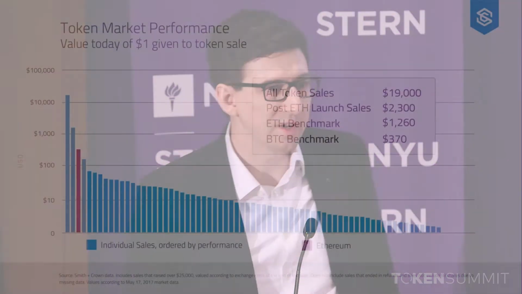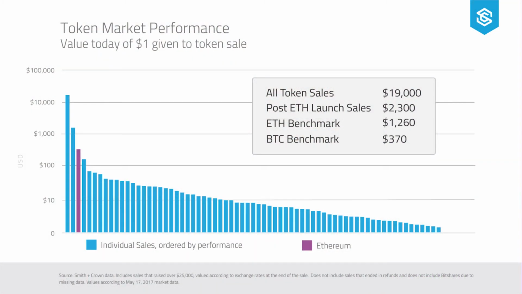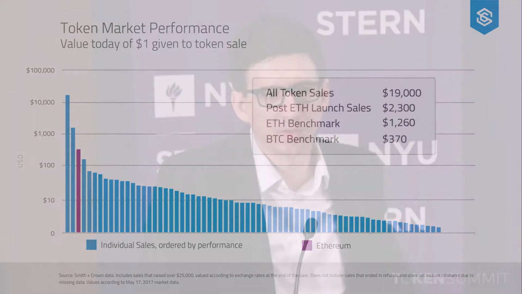Okay, so now let's look at it a different way. So we know most of these investments to date would not have beaten Ethereum. However, what about in aggregate? So we did a little experiment and we said, if you had put $1 into every token sale that has happened so far, or you had put $1 at that same point in time into Ethereum or into Bitcoin, what would those benchmarks have looked like? And then additionally, if you had just started after Ethereum had launched and put $1 into every token sale, what would those returns look like?